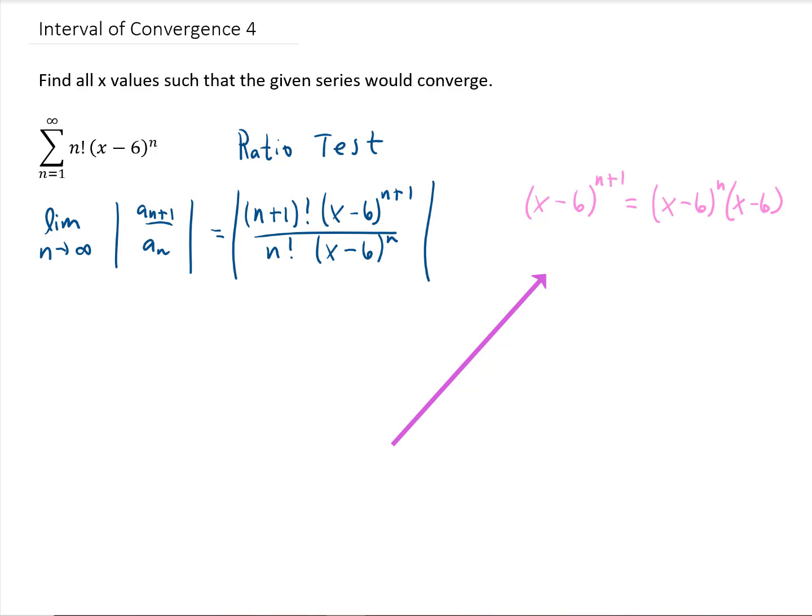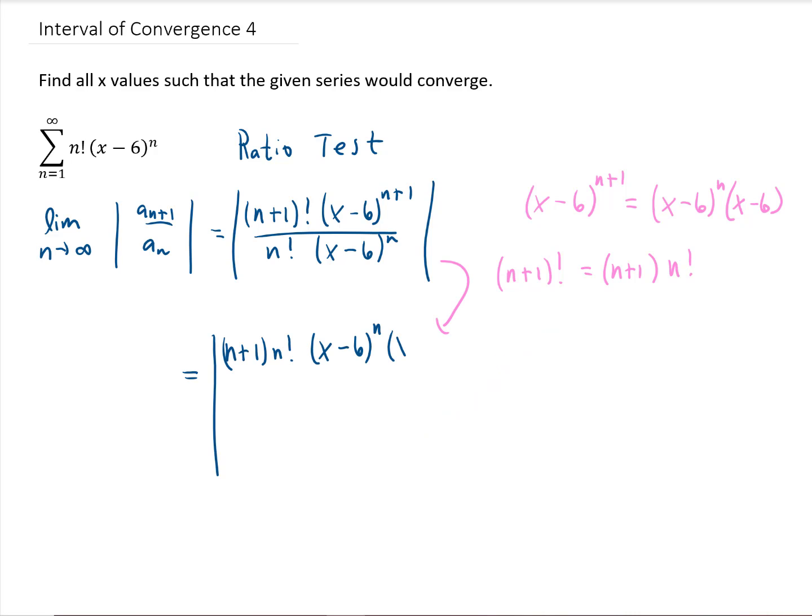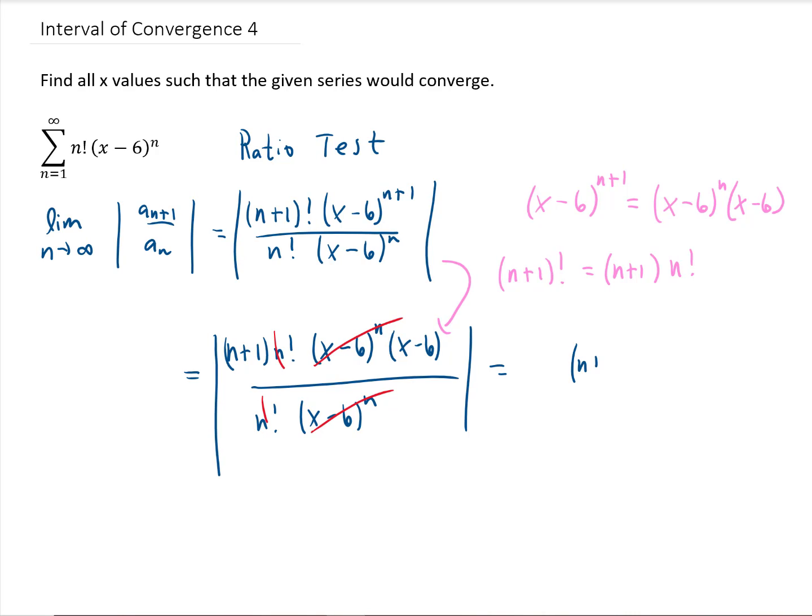For example, x minus 6 to the power n plus 1 can be split up into x minus 6 to the power n times x minus 6. We also know that n plus 1 factorial can be written as n plus 1 times n factorial. If we do those two things, you'll notice that we get some cancellations. The x minus 6 to the n powers cancel, and the n factorials cancel. And let's see, that leaves us with an n plus 1 and an x minus 6.